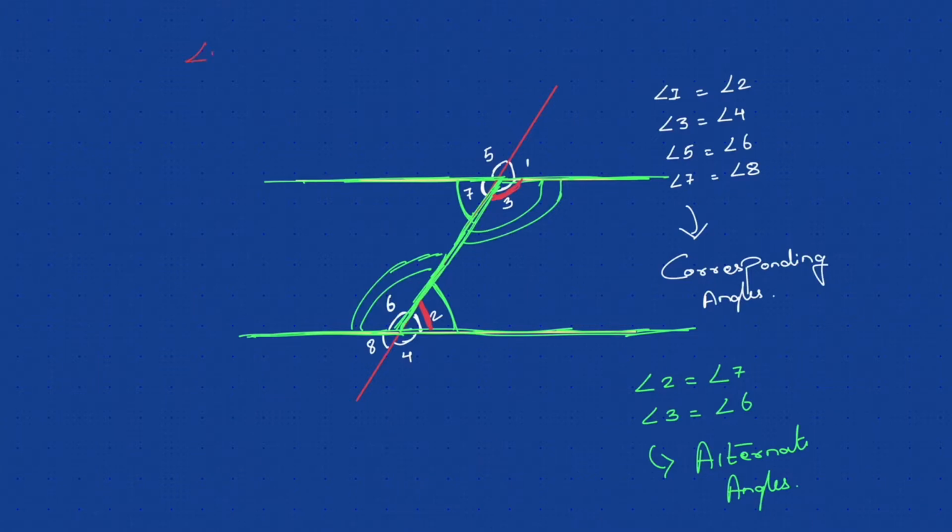Any other angles? Angle 3 and angle 2. The sum of angle 3 and angle 2 will always be 180 degrees. If you can remember, these are interior angles. Similarly, angle 7 and angle 6: angle 6 plus angle 7 will be equal to 180 degrees. This is also a pair of interior angles. So remember corresponding angles, alternate angles, and interior angles. How do you find them?